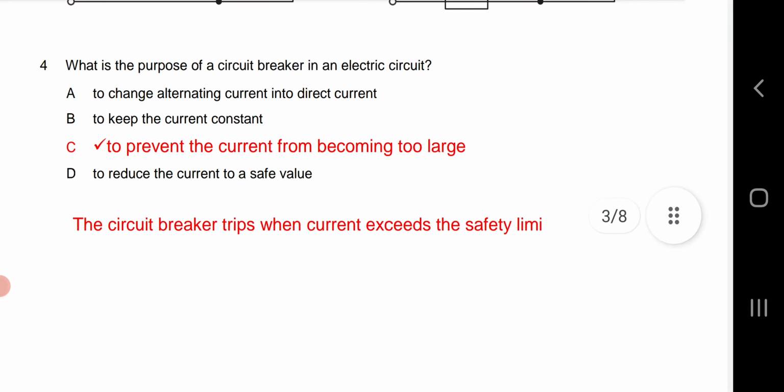Question number 4. What is the purpose of a circuit breaker in an electric circuit? To prevent the current from becoming too large. If the current becomes too large due to any short circuit condition, then the circuit breaker will trip. So the circuit breaker trips when current exceeds the safety limit.